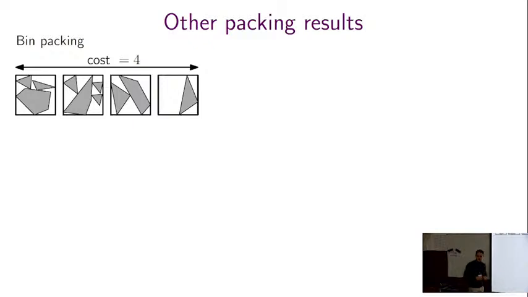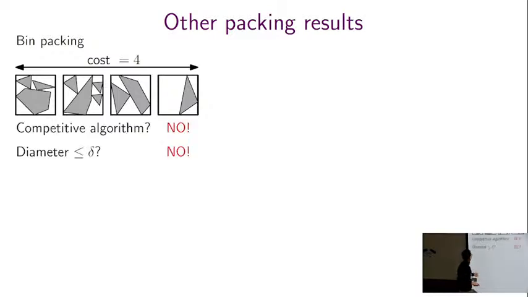We are also looking at some other versions of packing. So bin packing, there we pack into unit squares, and then the cost is how many of them we need. So this would be a packing of cost 4. And there again we show that there's no competitive algorithm for this, even when all our objects are very small.